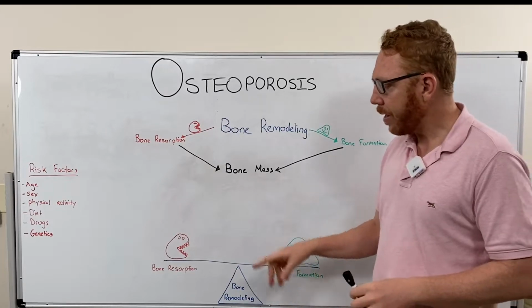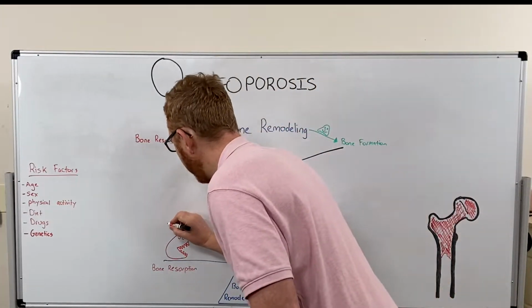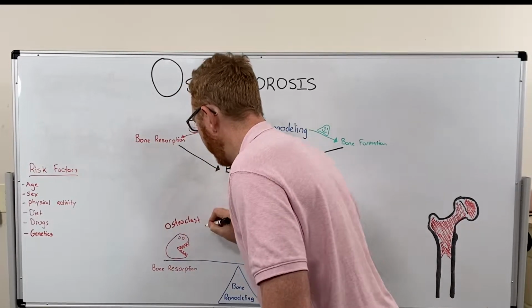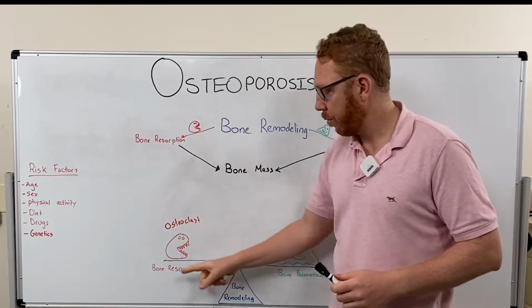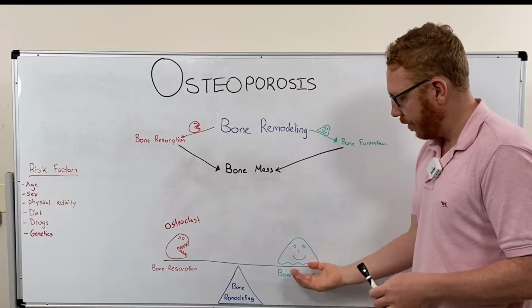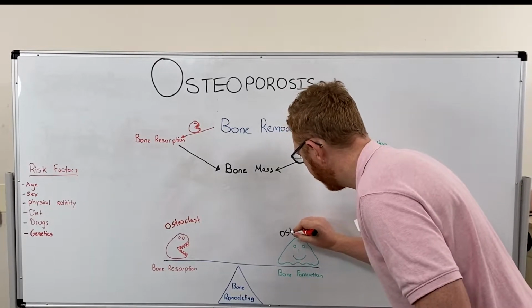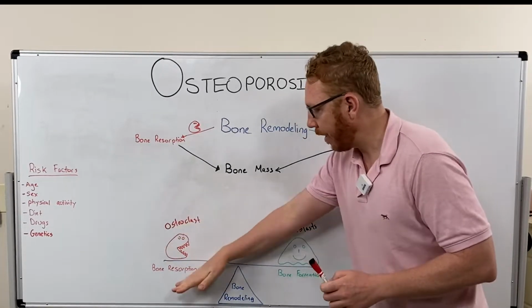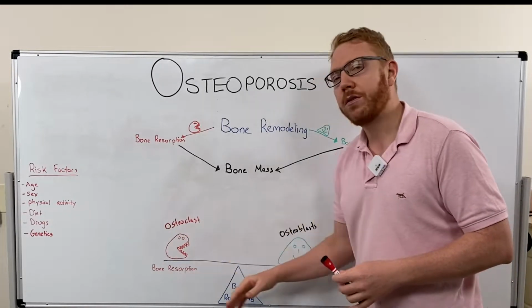adding new bone. Now, the cells that take bone away are known as osteoclasts. Now, these are kind of like macrophages that eat away and reabsorb bone, whereas bone cells that add new bone are known as osteoblasts. So it's a balancing act between these two to keep this bone remodeling process going.